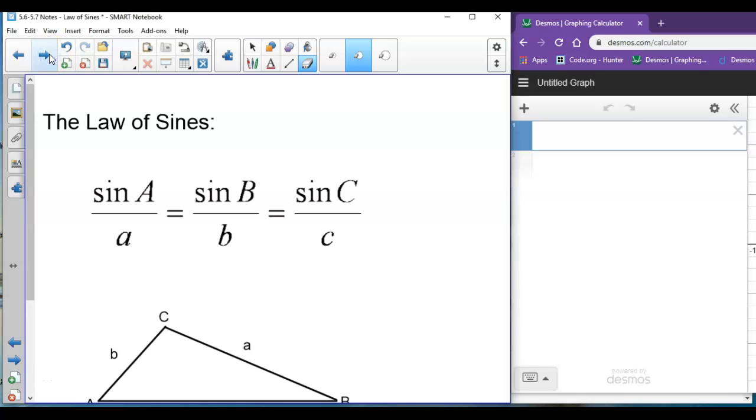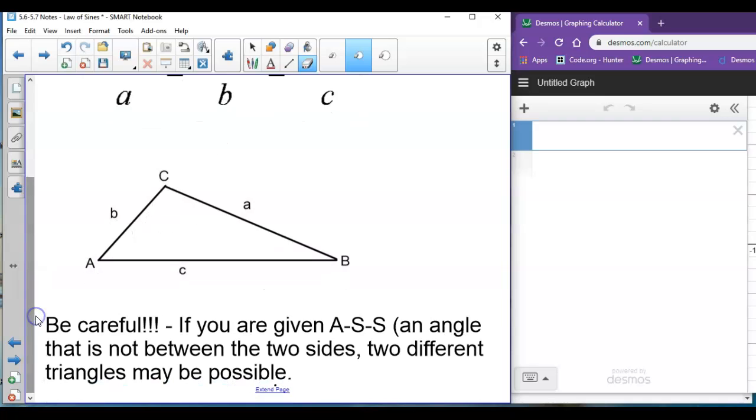The law of sines says that sine of capital A over lowercase a equals sine of capital B over lowercase b, which also equals sine of capital C over lowercase c. And if you look at this picture here, all of those capital letters are the angles, and then the lowercase letters are the sides across from those angles. So for example, right here you've got angle A, and then across from angle A is side A, lowercase a, right here.